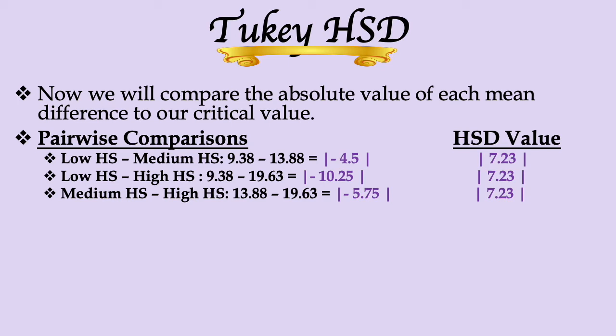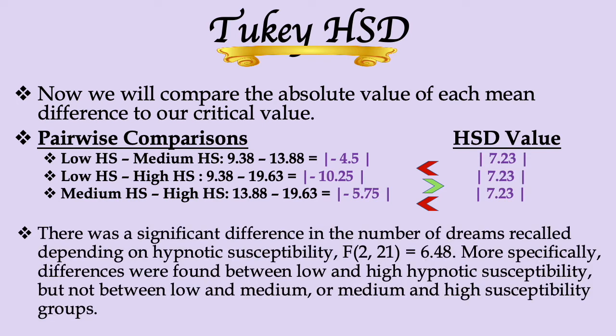Then I'm going to compare the low and the high group. I get an absolute value of 10.25. 10.25 is in fact greater than 7.23. And last but not least, medium versus high susceptibility group gives me an average difference of 5.75. That also is less than my critical value. So once again, there was a significant difference in the number of dreams recalled depending on hypnotic susceptibility. More specifically, differences were found between low and high hypnotic susceptibility, but not between low and medium or medium and high susceptibility groups. So you see, we've come full circle.